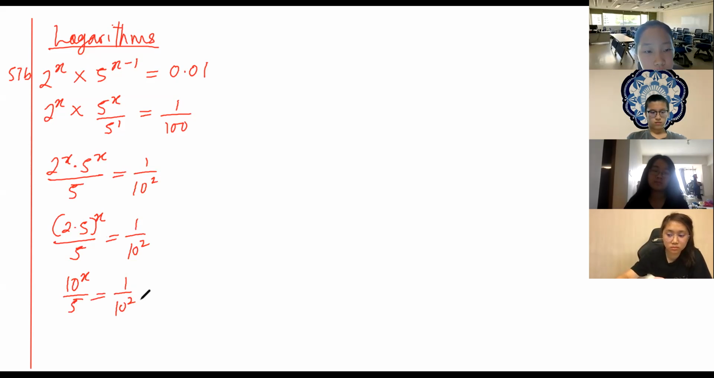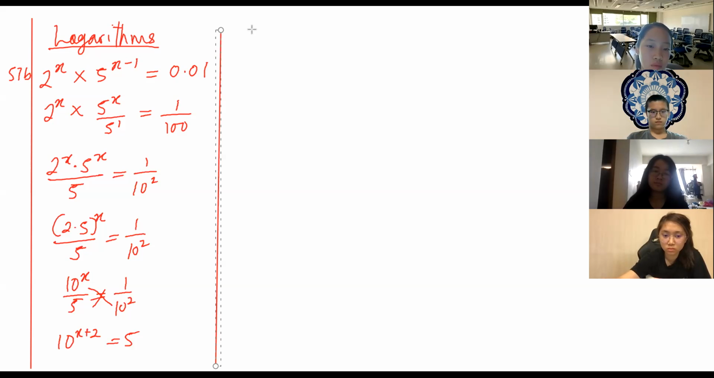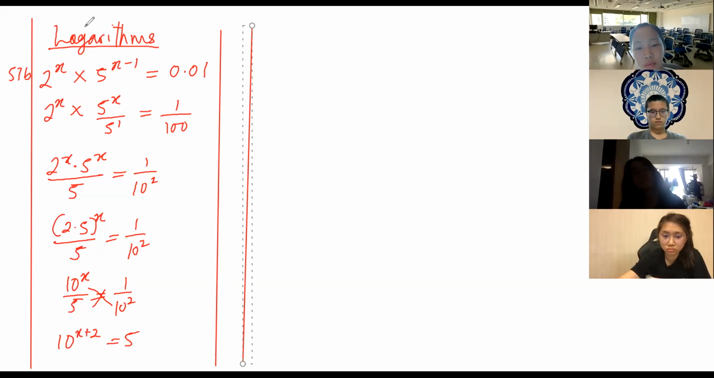Can you see? Then we can cross multiply. Then we have 10 to the power of x plus 2 equals 5. Your goal is to have one index on one side, one index on the other side. If you're able to do that, you take the logarithm of both sides to base 10. Any base, but base 10 on the calculator is easier.